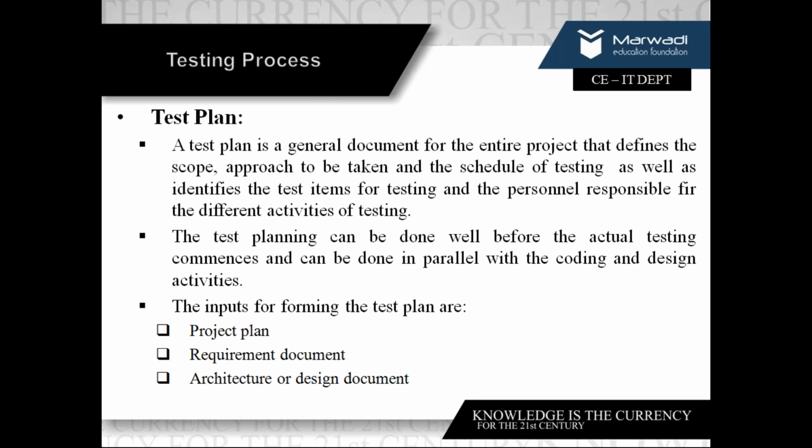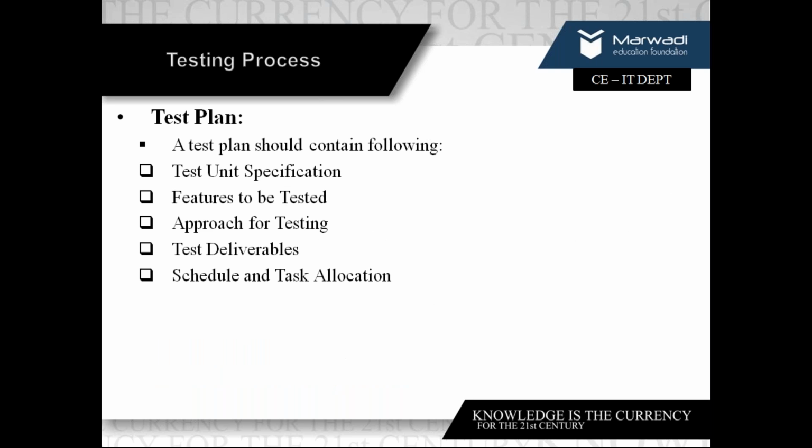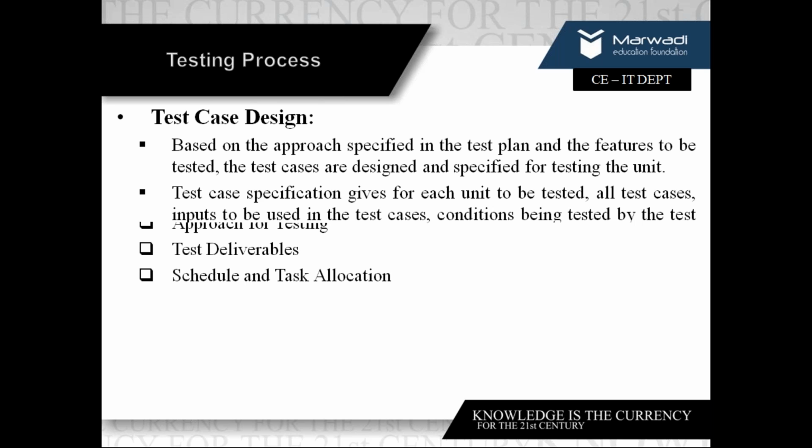Going back again, these three things. If there is a short note on the testing process, we'll be talking about the plan. Close your eyes and think about what things I discussed with you: plan, architecture, and the requirement documents. Okay. In the plan you can write these things. Connect it. Specification, features, approach, deliverables, and schedules.